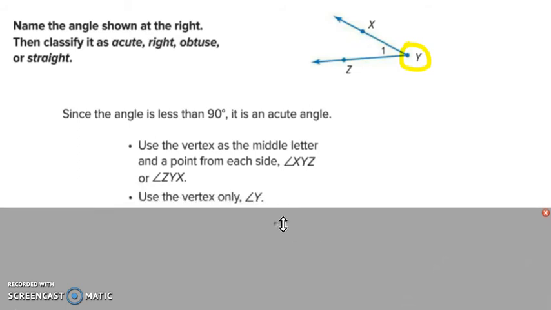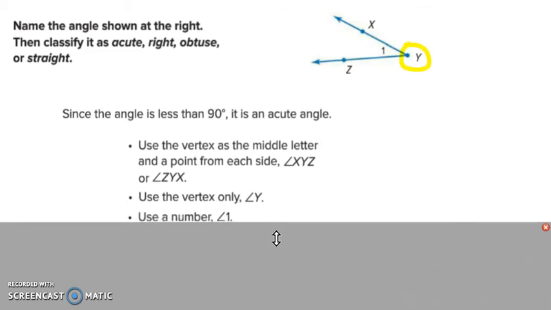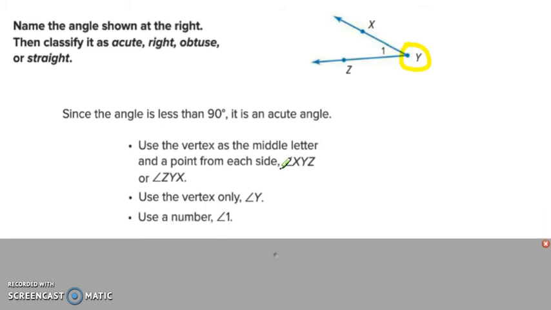Now, the next way that we can name it is by using the vertex only. We can do that because there is only one vertex at Y. Or we could even use the number 1. Notice every time I name it, we put the little angle symbol in front of how we name it.